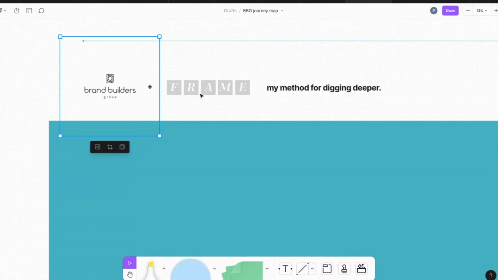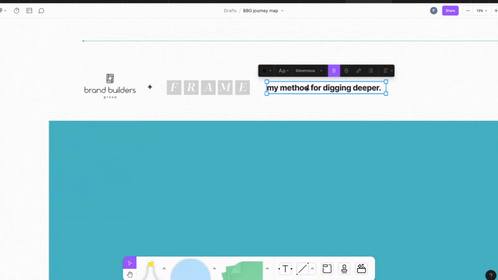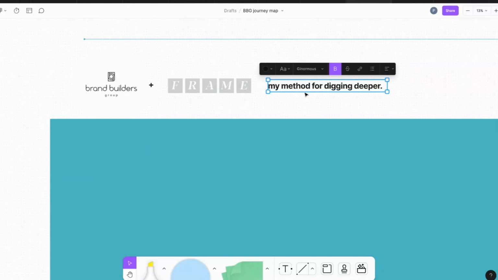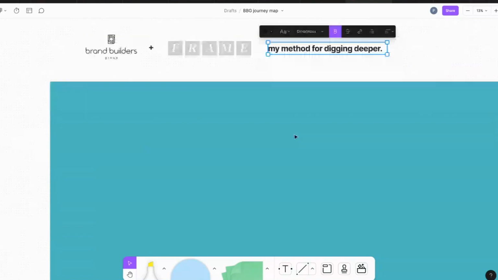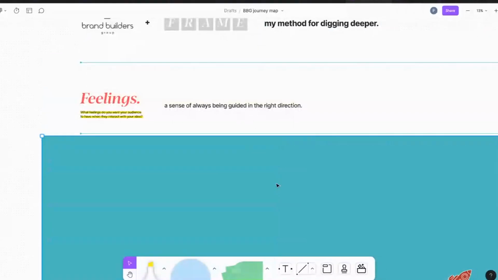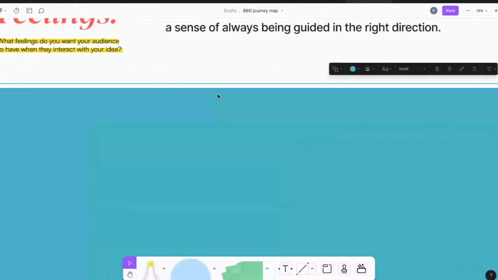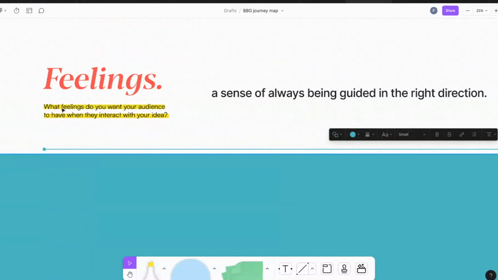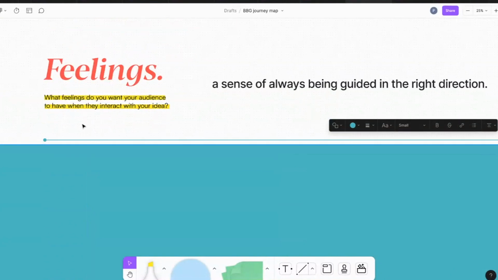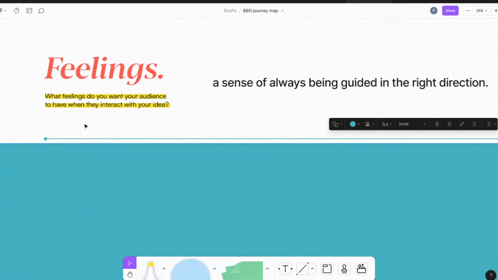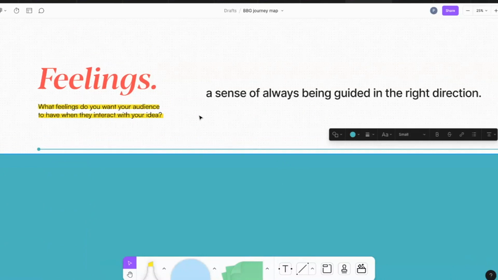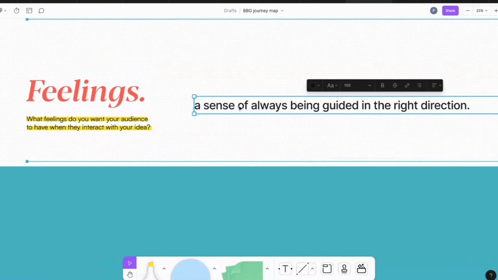So this is Brand Builders with Frame. The aim of the game is to go a little deeper so it can be understood and also be unforgettable. So, feelings. The question here is, what feelings do you want your audience to have when they interact with your idea? In the case of this example, the Brand Builders journey, and I made some assumptions here, a sense of always being guided in the right direction. That comes with the feeling of trust. Brand Builders is like a trusted guide.